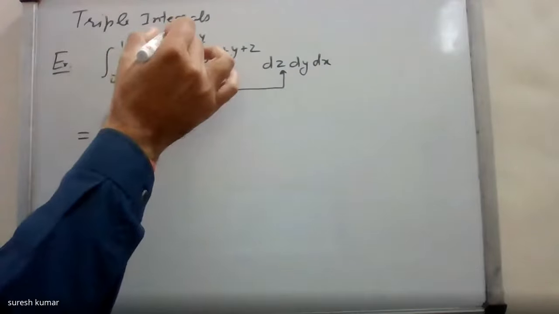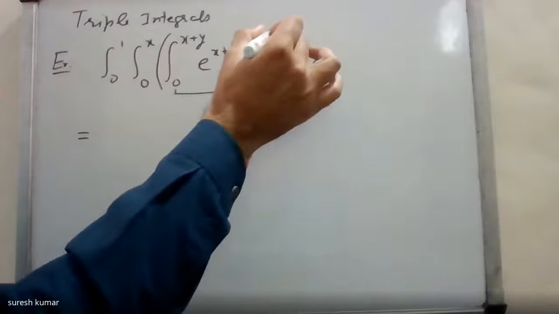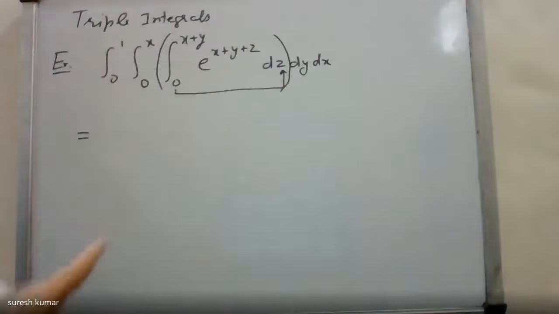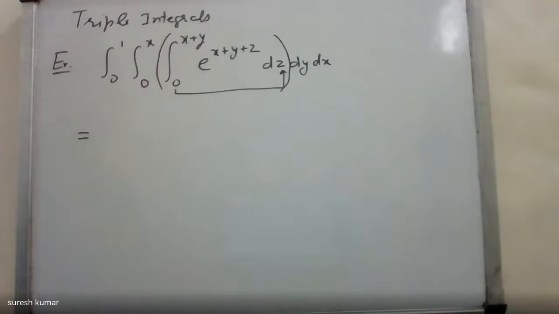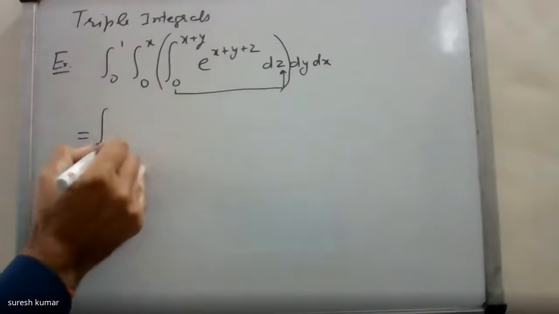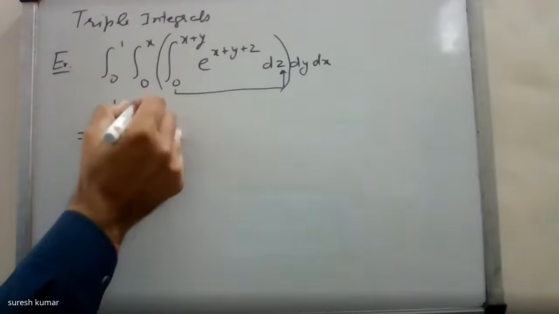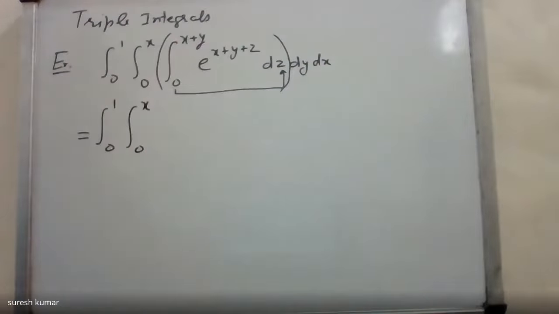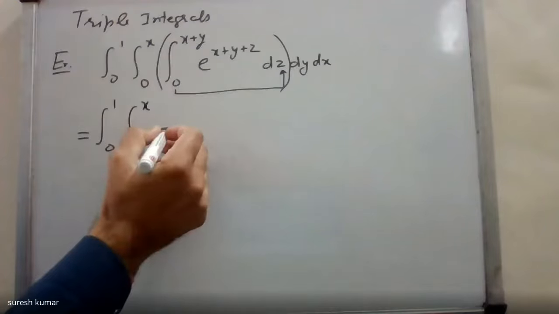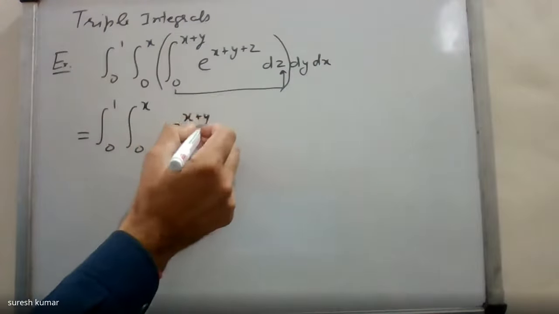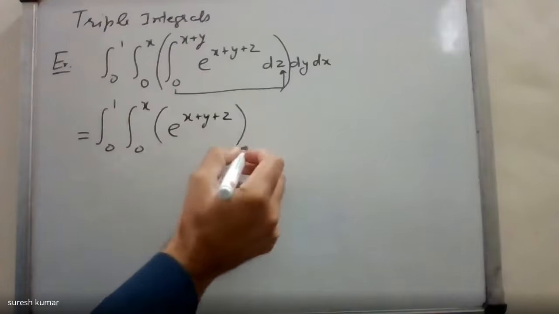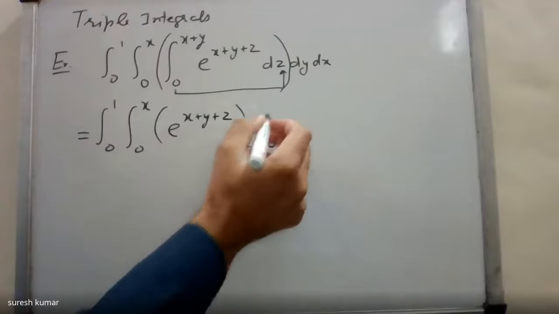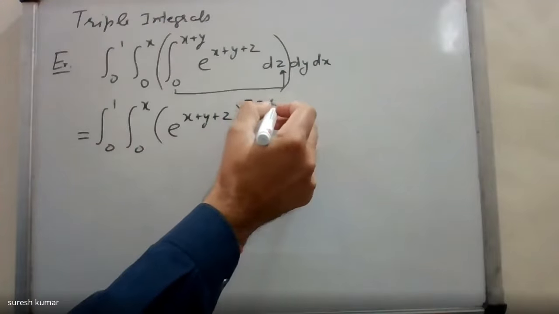Means put a bracket on the innermost integral. Means integrate this function with respect to z, treating x and y as constants. See what we get. Integration of e power x plus y plus z with respect to z, treating x and y constants, is e power x plus y plus z. Limits of z are to be applied from z equal to 0 to z equal to x plus y.